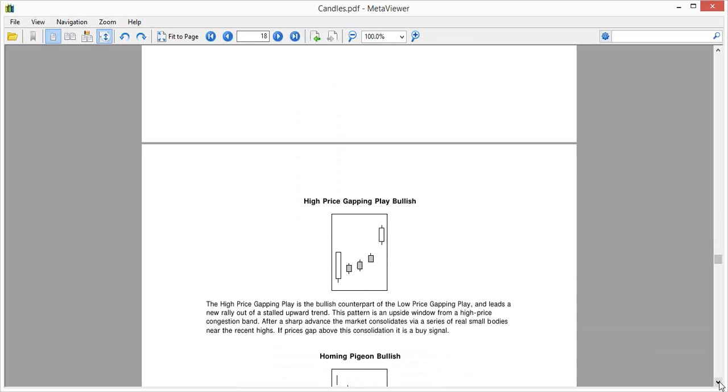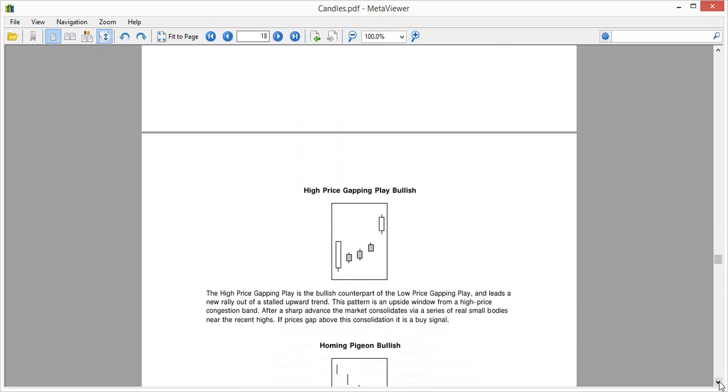High price gapping play bullish. The high price gapping play is the bullish counterpart to the low price gapping play and leads to a new rally out of a stalled upward trend. This pattern is an upside window from a high price congestion band. After a sharp advance, the market consolidates via a series of small bodies near recent highs. If the price gaps above the consolidation, it is a buy signal.